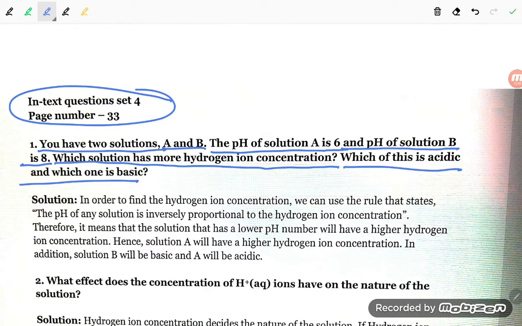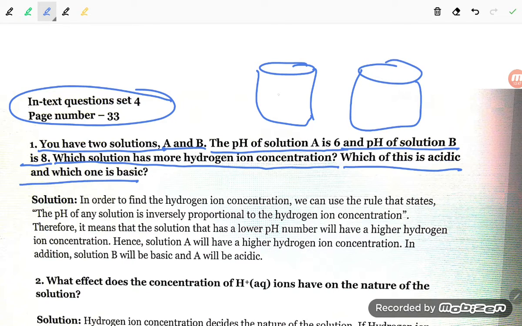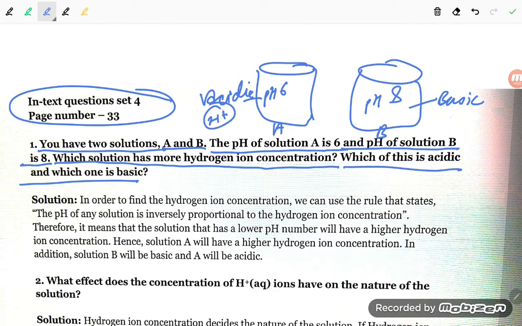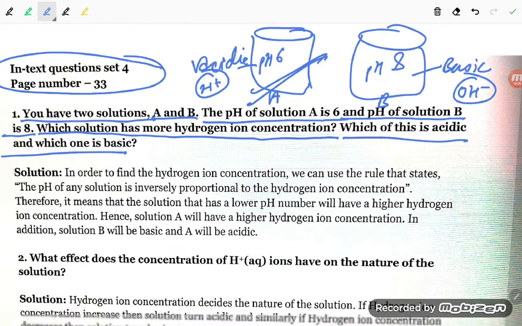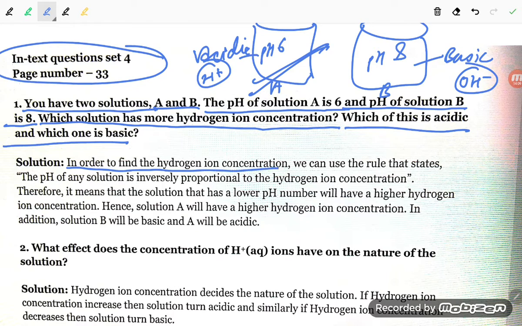So dear students, you see, A is there, this is B, and here pH of A is 6, and here pH of B is 8. So this is basic, student, and this is acidic. Acidic has H plus ion, and base has OH minus ion. So this one has more H plus ion. Okay, let us see, student. In order to find the hydrogen ion concentration, we can use the rule that states the pH of any solution is inversely proportional to hydrogen ion concentration.